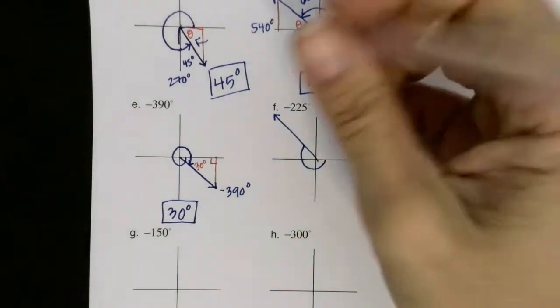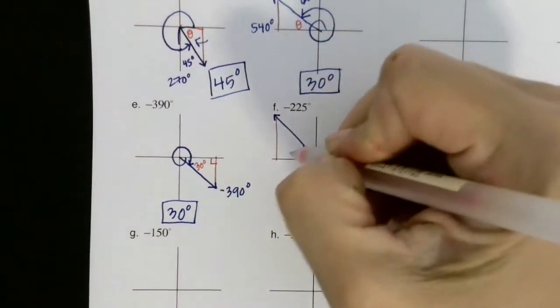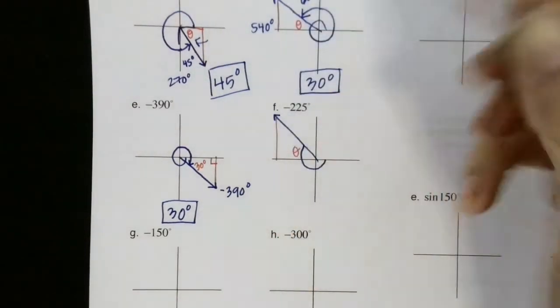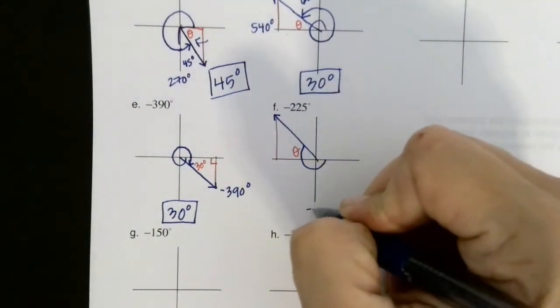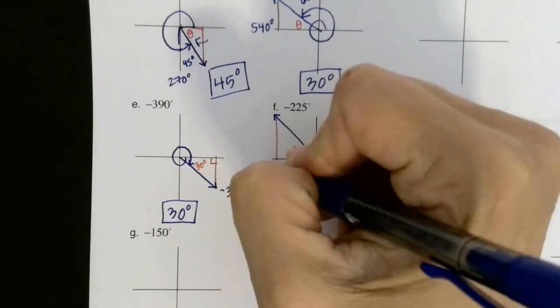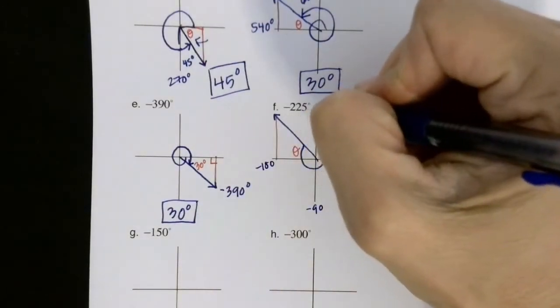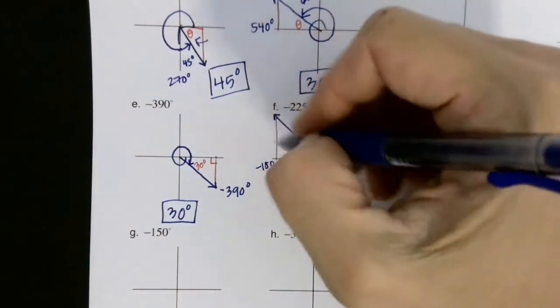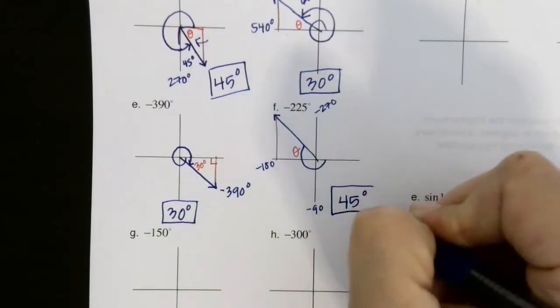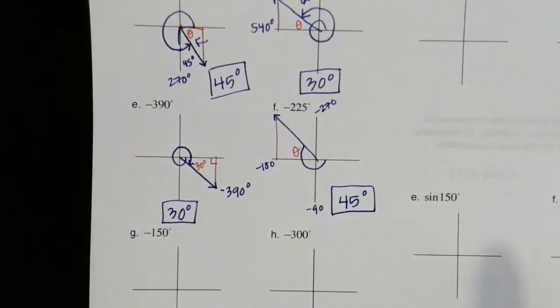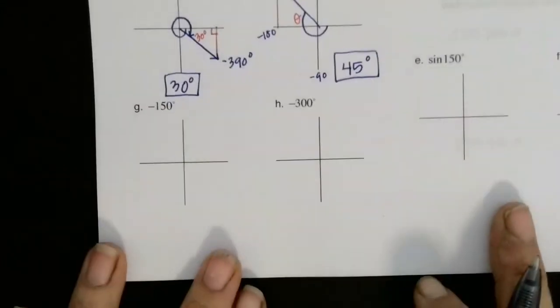So then my reference angle, if I drop it down, this is the one inside the triangle, and that was negative 90, negative 180, and that would be negative 270, so that's right in the middle. So that's going to be a 45 degree. And again, it's positive no matter what. Reference angles are always positive, okay?